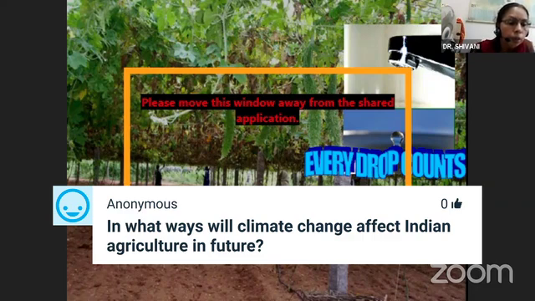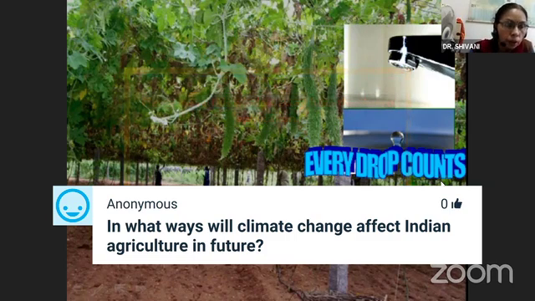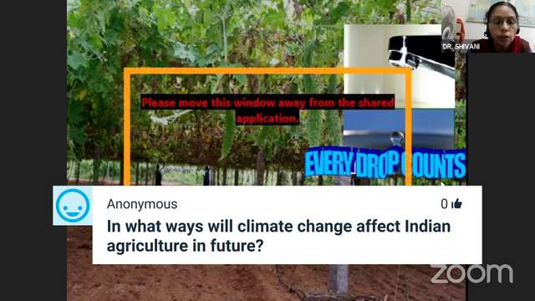So we have to think of more varieties which are not susceptible to high temperature, or which are shorter duration crops. They can complete their life cycle better in shorter duration, because the temperature is rising and the cooling season is getting shorter and shorter. So the rabi season is very much going to be affected.